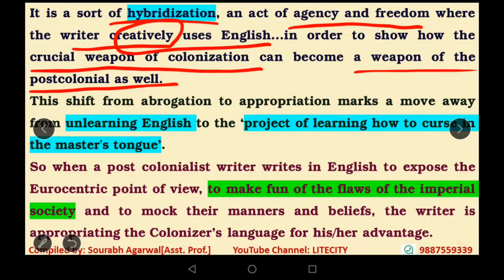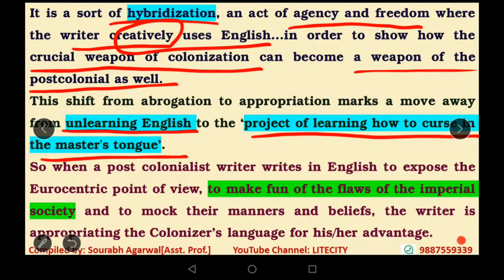This is the irony. Now, this shift from abrogation to appropriation marks a move from unlearning English, that is abrogation, that is changing the spellings or a shift with grammar, to now a project of learning how to curse in the master's tongue. You can see the irony in this very phrase. They have taught us English, now we curse them in their own language.